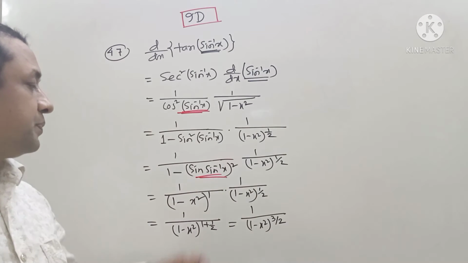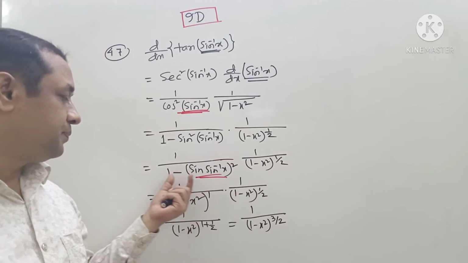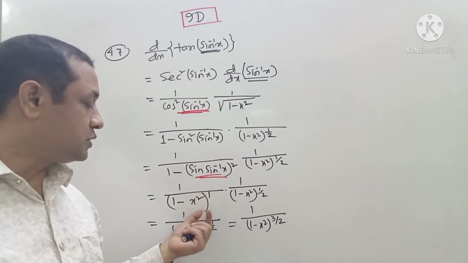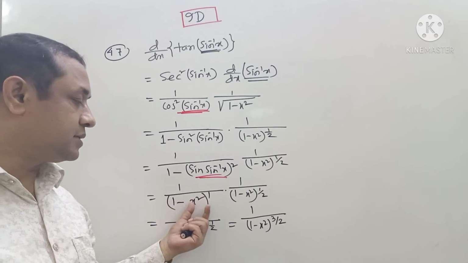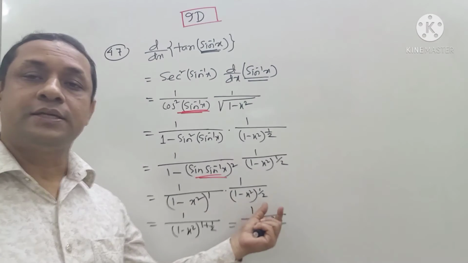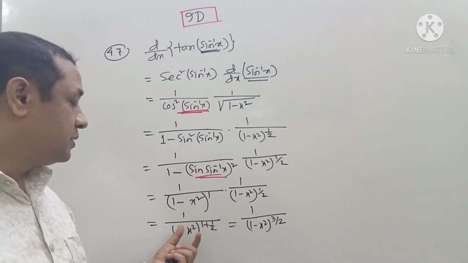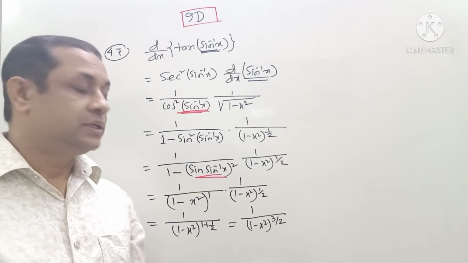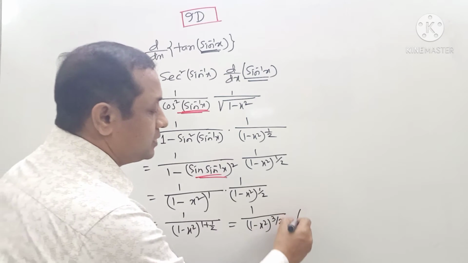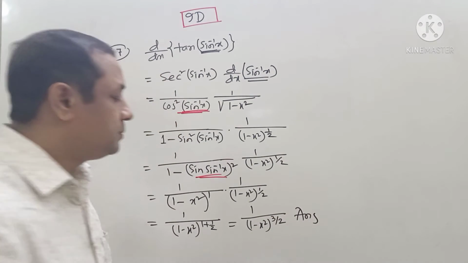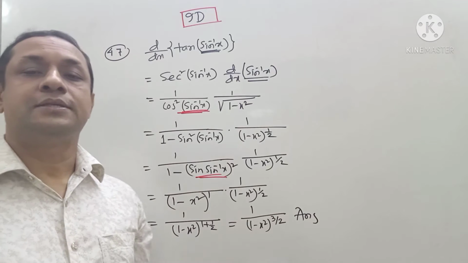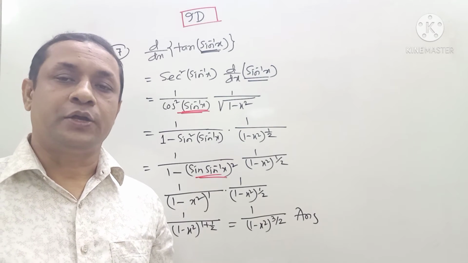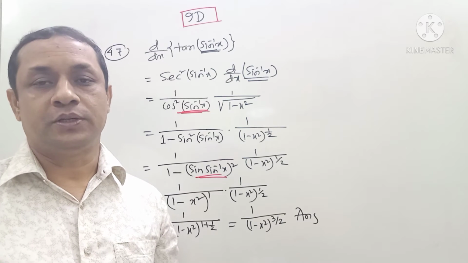So student, I say again, here sin(sin⁻¹x) equals x. So (1 minus x²) into (1 minus x²) to the power half. So we have (1 minus x²) to the power 3 by 2. So the result will be 1 by (1 minus x²) to the power 3 by 2. I hope that, student, you are clear.